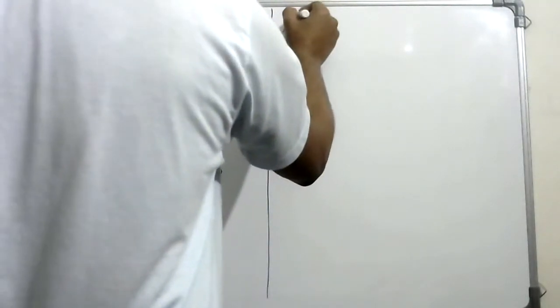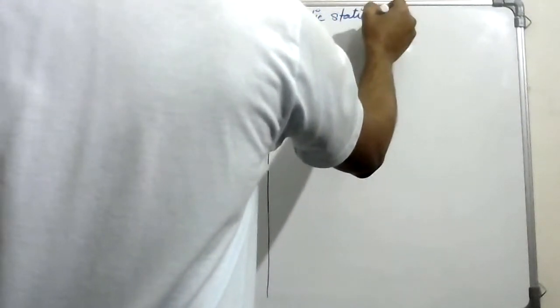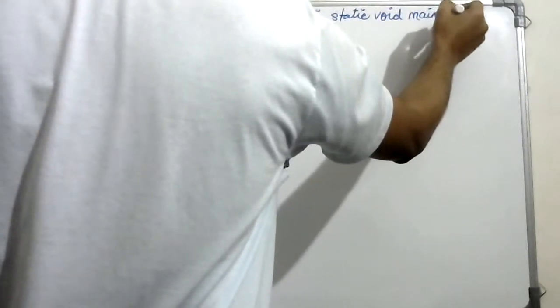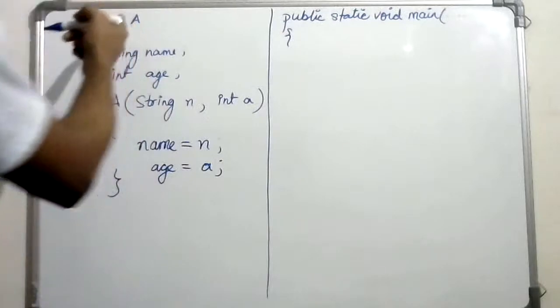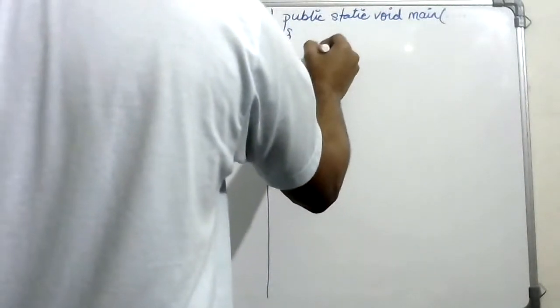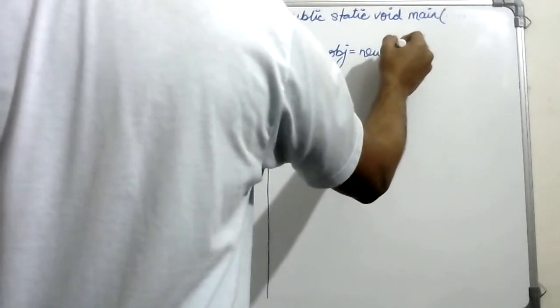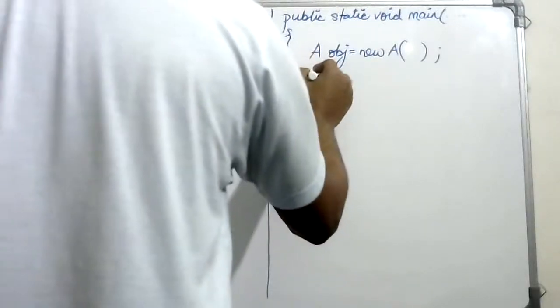Now let's take a look at the main function. Public static void main, and there is string args. I'm not writing it. Inside, I'll define an object of class A. So A obj is equal to new A. Now let's do it with empty brackets, and let's create one more object.